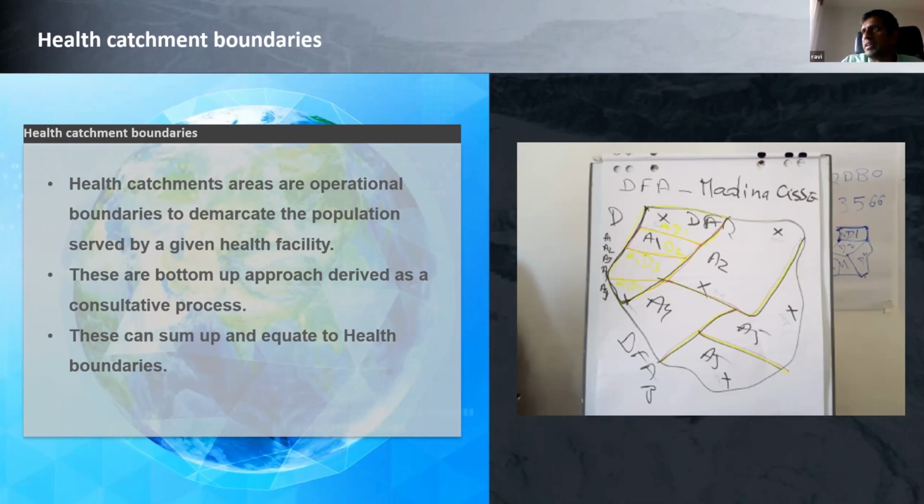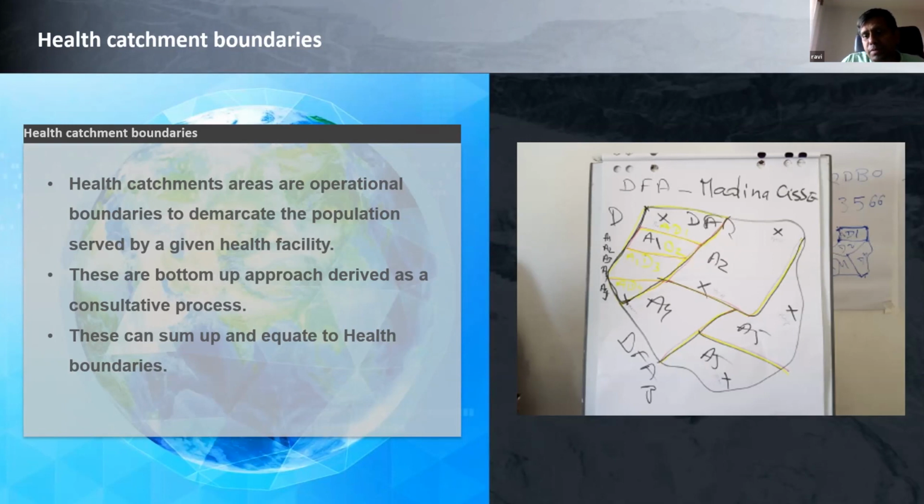It is derived from a microplan. The right one is a microplan. Microplan is the one generally used in the field by polio program or measles or malaria or bed net distribution. It is used there to know a person goes and covers his area, his territory. So that is his operational area. All these areas put together is serving this health facility. So that becomes a health catchment area. So which area the health facility covers is that health catchment area. That can add up actually to come to a health boundary.